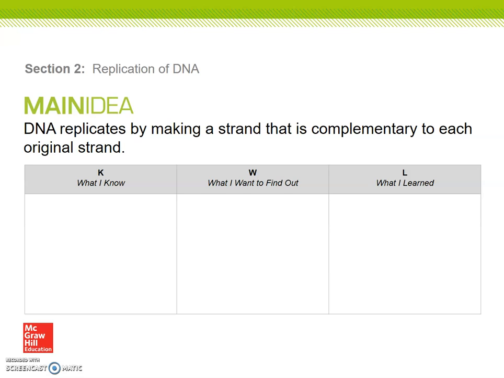Good morning, everybody. Today we're going to talk about Chapter 12, Section 2, which discusses the replication of DNA. So we're going to look at how DNA is able to make copies of itself to be passed on to new cells that need the DNA. The statement here says that DNA replicates by making a strand that is complementary to each original strand.